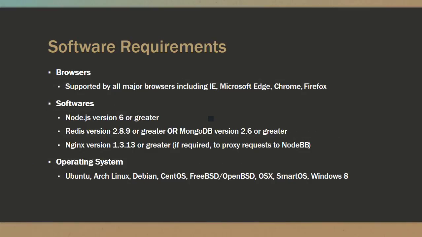Now the software requirements for the NodeBB. NodeBB generally requires browsers to access it. Also, it requires some software. It requires Node.js, at least version 6 or greater, Redis version 2.8.9 or greater, or MongoDB version 2.6 or greater. Also, it requires a proxy, Nginx version 1.3.13 or greater, if required.